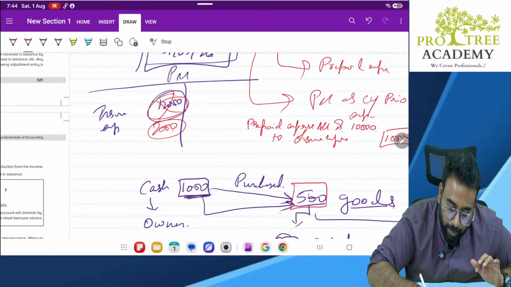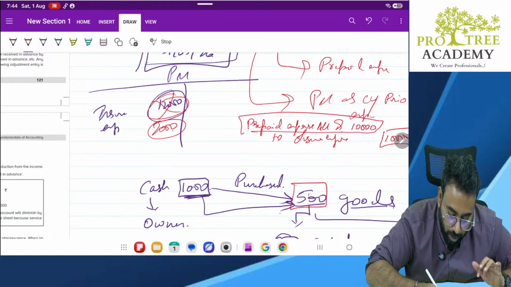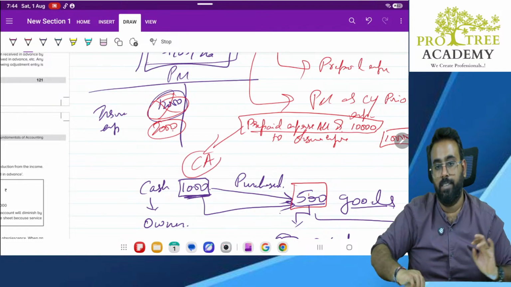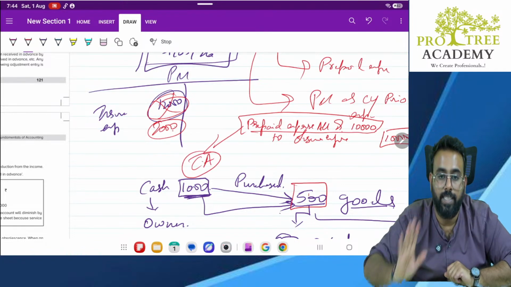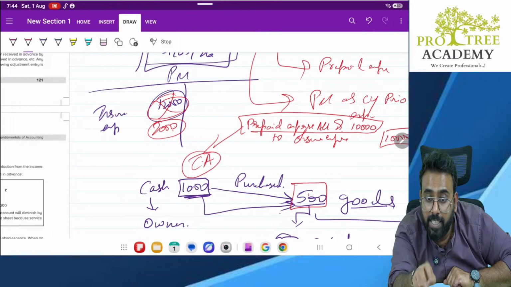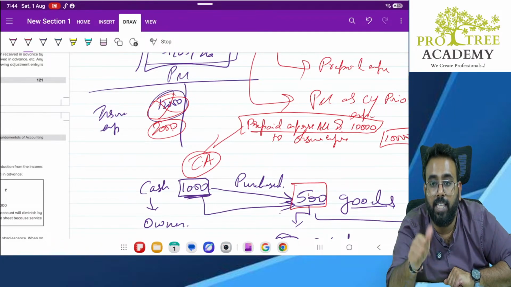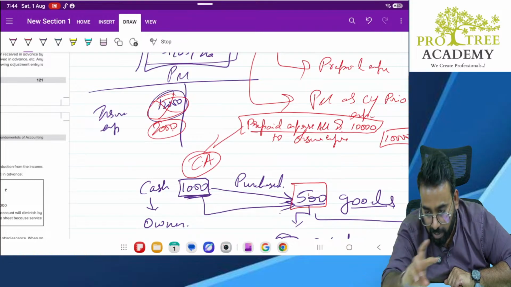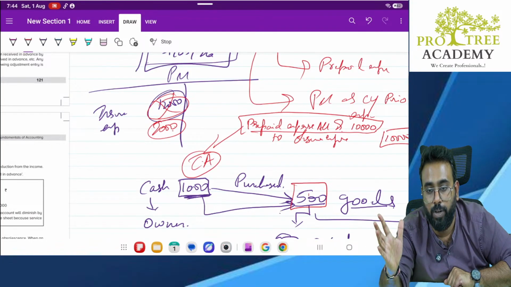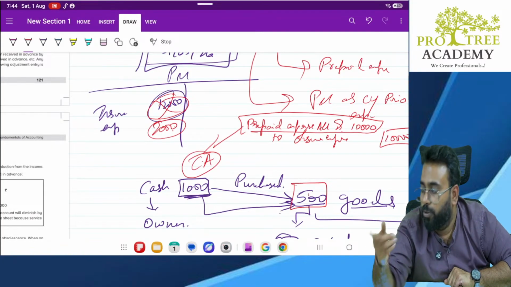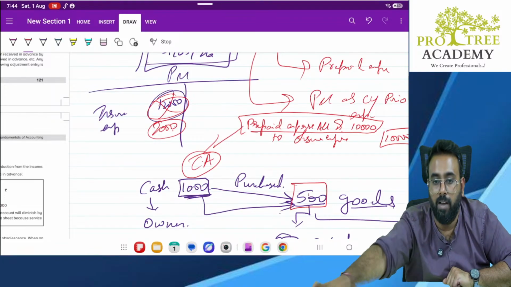Sir, where will this prepaid expense go to? This will go under current assets. Why? Because you are going to utilize and realize it in the next 12 months. Realize means what? You can get it converted into a cash component or service component. If you meet with an accident, immediately the money will be paid to you.